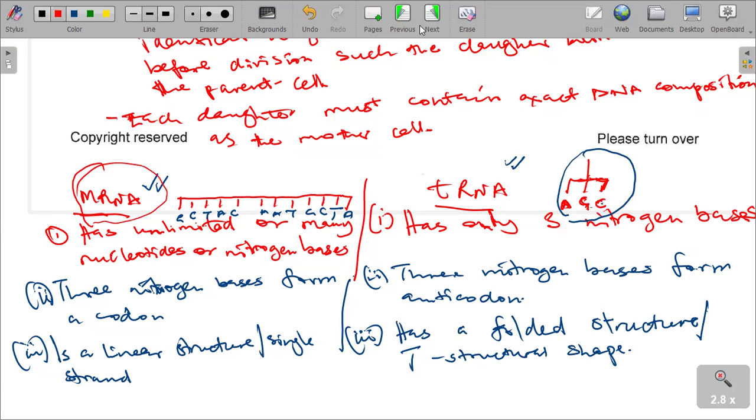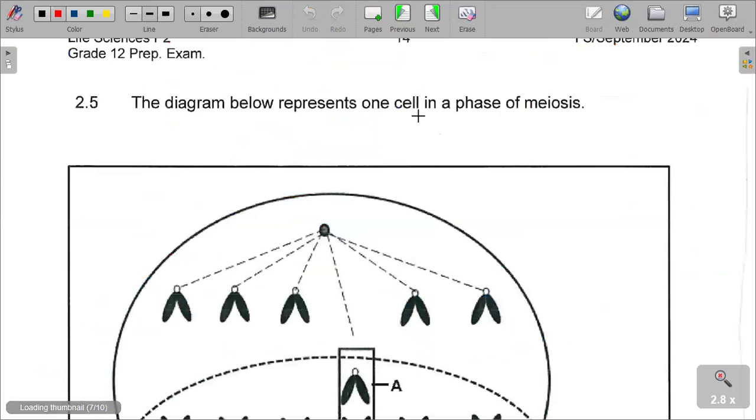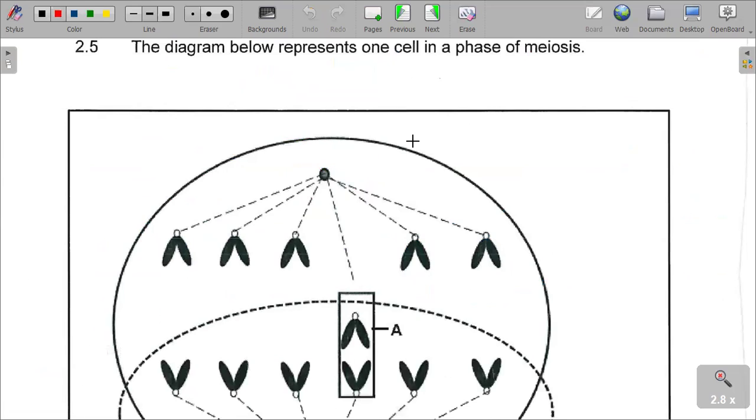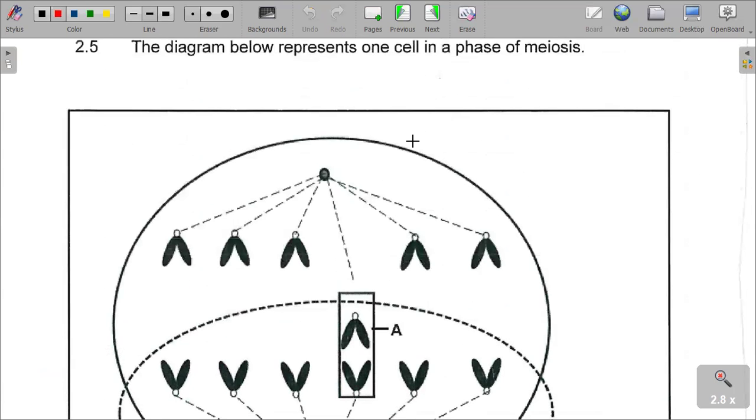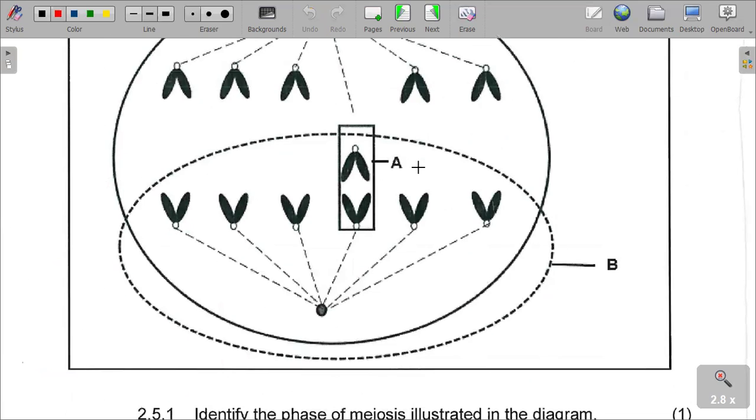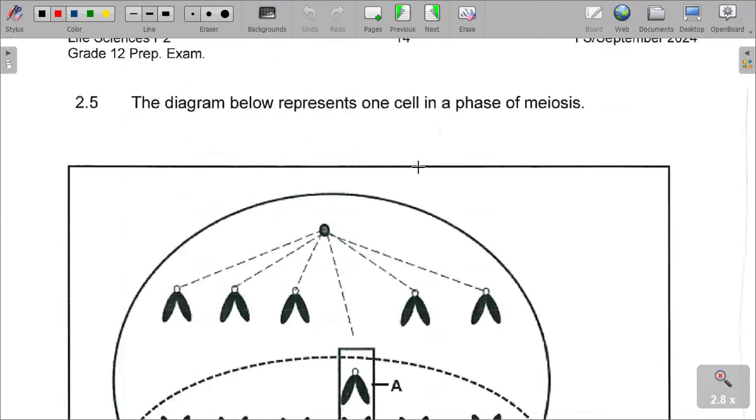And then the next question is 2.5. The diagram represents one cell in a phase of meiosis. That's the diagram that is given there. So let us quickly answer the question, without wasting more time. This is the diagram that is shown there. We can also see spindle fibers that are shown.